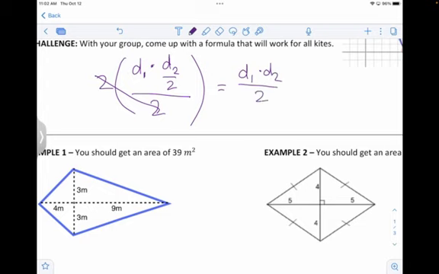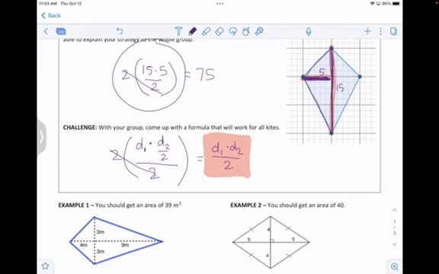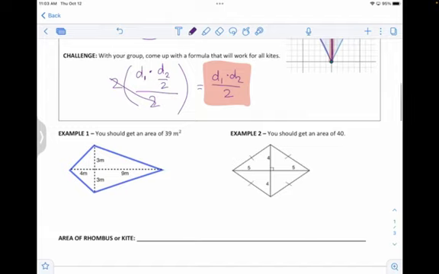Now you're asking, how did you end up putting that 2 over the whole thing? Because with division and multiplication, it doesn't matter which order we do them in. We can do the times first or we can divide first. So I just clumped it all together to make it look nice. Here's our formula, for kites and for rhombuses: diagonal 1 times diagonal 2 over 2. If you forget that formula, could you break this up into triangles and find the area of each triangle? Yeah, of course. Is it more work? Probably.